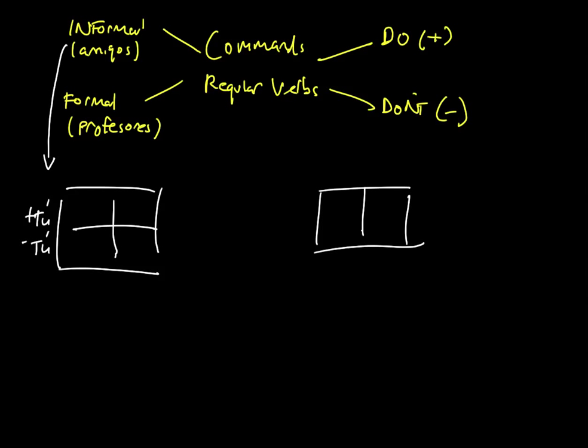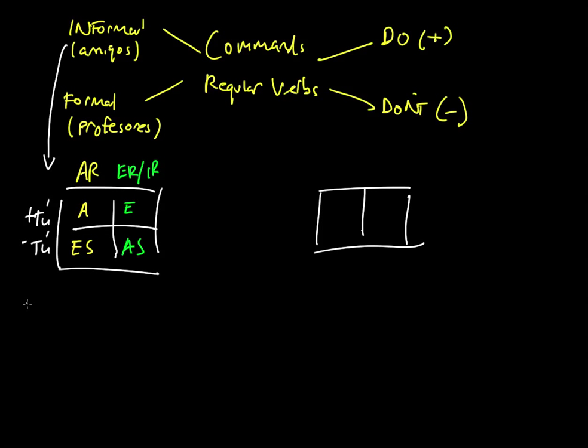Okay, so now in Spanish, if a verb ends in AR, so if it's an AR verb, the positive tú command is going to end in A, and the negative tú command is going to end in S. Okay, so A and S. Now, if it's an ER or IR verb, the positive will end in E, and the negative tú command will end in AS. Okay, so let's take a look at an example.